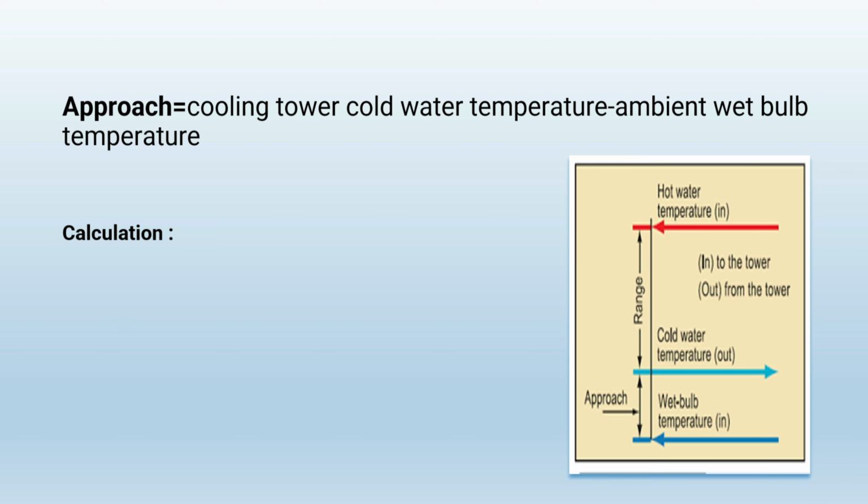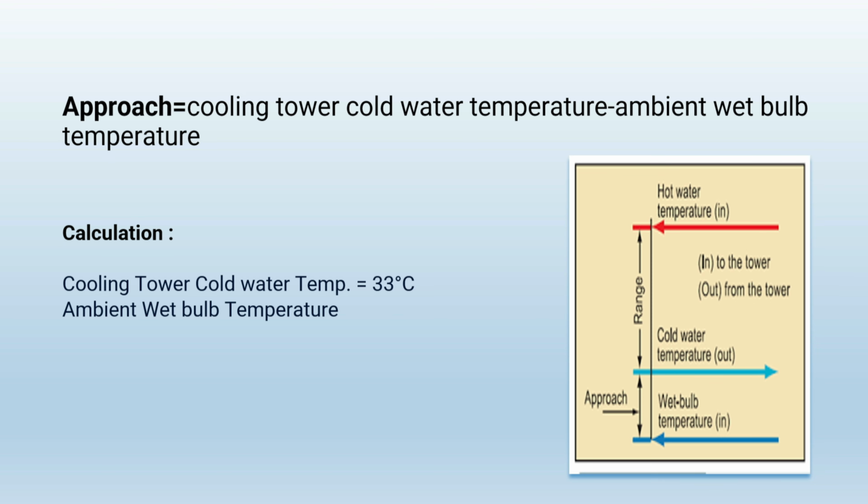Now how to calculate the approach of cooling tower? So approach is the difference between cooling tower cold water temperature and ambient wet bulb temperature. Here is the calculation. If cooling tower cold water temperature is 33 degrees Celsius and ambient wet bulb temperature is 27 degrees Celsius, then approach will be 33 minus 27, that is 6 degrees Celsius.